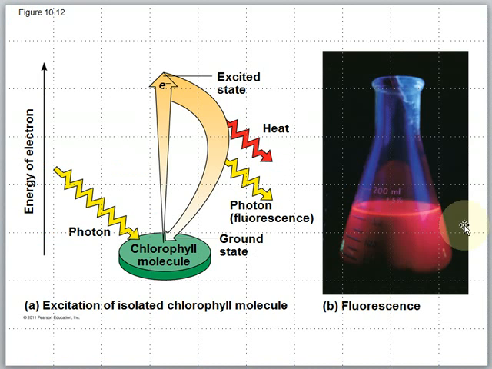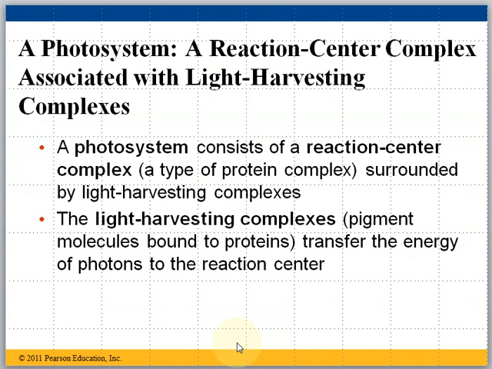Chlorophyll fluoresces with this bright red. It doesn't do that in the plant though, because that energy is not going to be re-released as light and heat. It's going to go toward other processes. So within the plant cell, within the chloroplast, there are systems called photosystems. And a photosystem is basically a pretty complex system of proteins and molecules that all work together to harvest light and create these energy molecules, ATP and others, from this light energy.